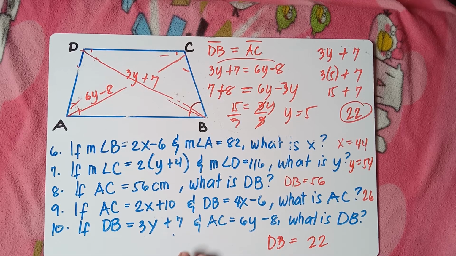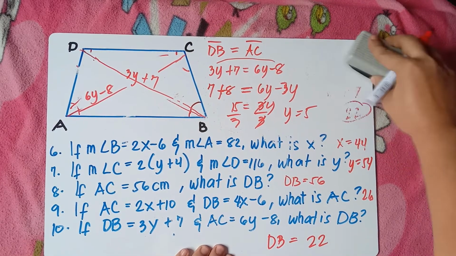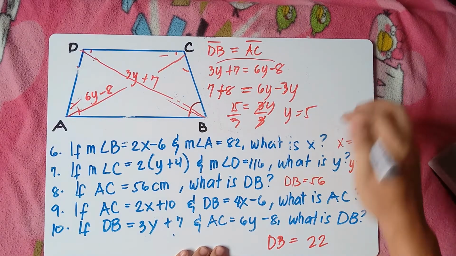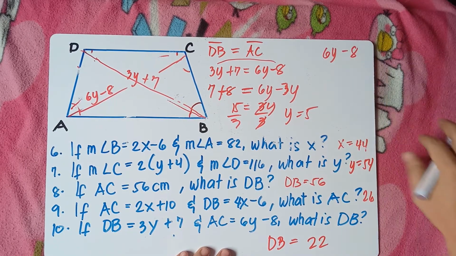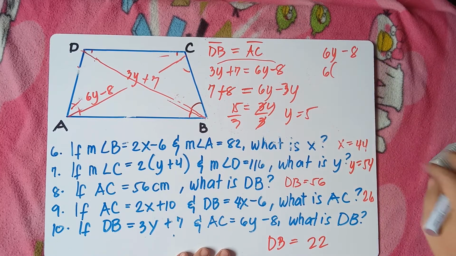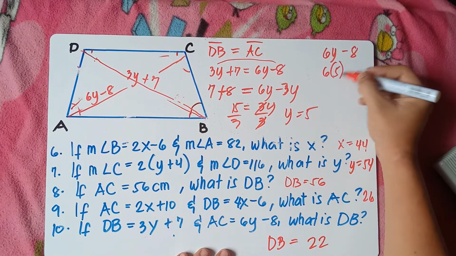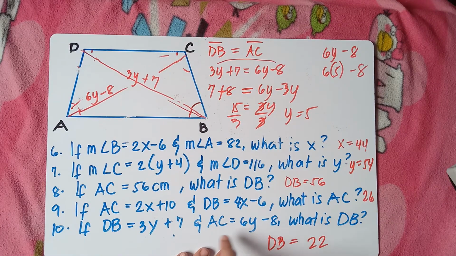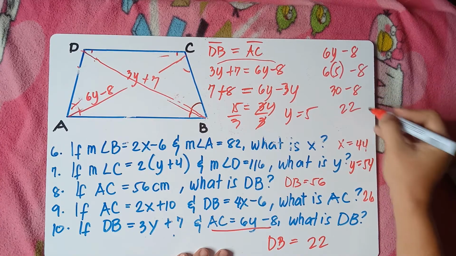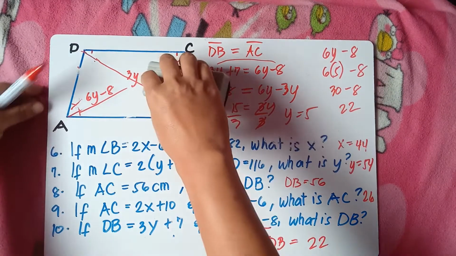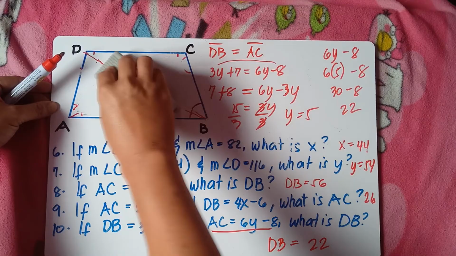Let's try to check AC. If it is really 22, 6y minus 8. So 6 times our y, which is 5, minus 8. So let's check this one, AC, if this is 22. 6 times 5, that's 30, minus 8. That's the same, 22. Alright, so therefore our answer is correct.